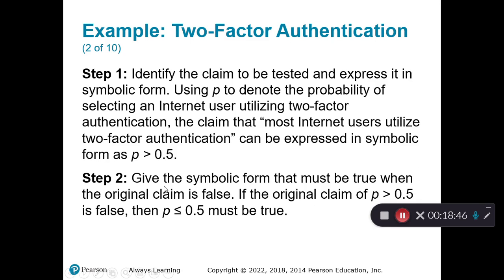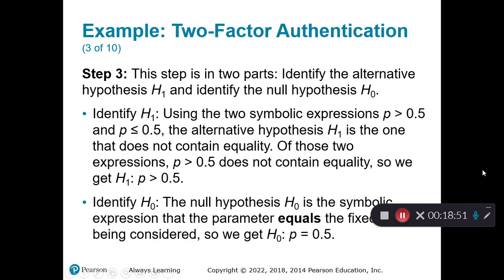Then we're going to symbolically write down the null hypothesis and the alternative hypothesis. Let's spend a little time talking about that here. The original claim was that most people use two-factor authentication, most, meaning the claim is that more than half, more than 0.5 do. Well, that's a statement of inequality. That means that that's the alternative hypothesis. So we can write H sub 1 or H sub A, and then this colon symbol, the double dots. Our alternative hypothesis is that the population proportion is greater than half, greater than 0.5.